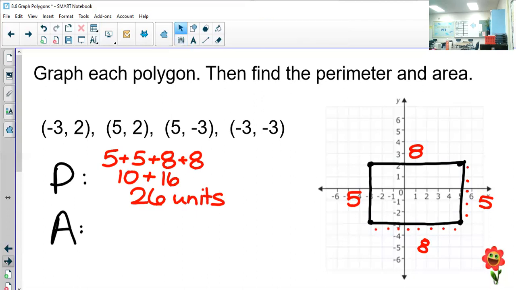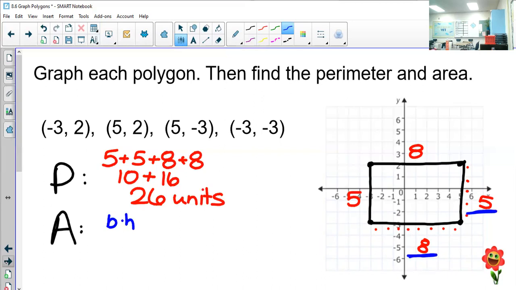Now the next thing I have to find is area. And we know for just a four-sided rectangular shape, area is just base times height. So what's my base? 8. And what's my height? 5. So I'm just going to multiply those together. 8 times 5 is 40. And this time I have to write units squared because we're talking about area. And that's how you're going to do perimeter and area.